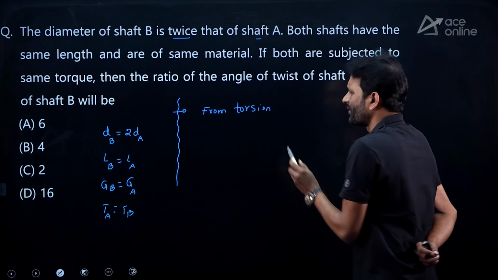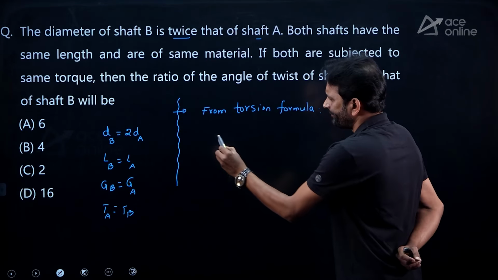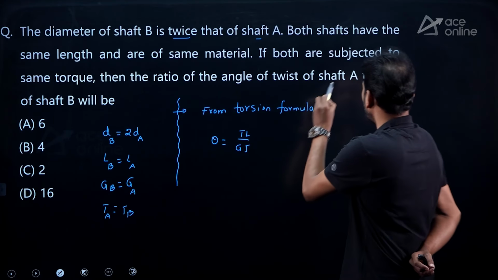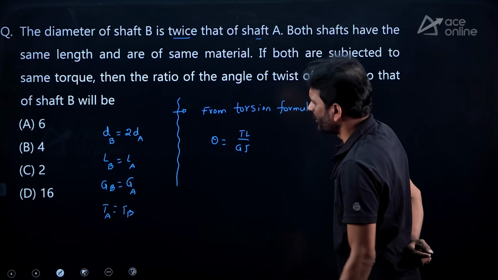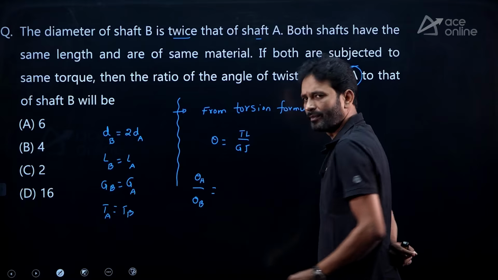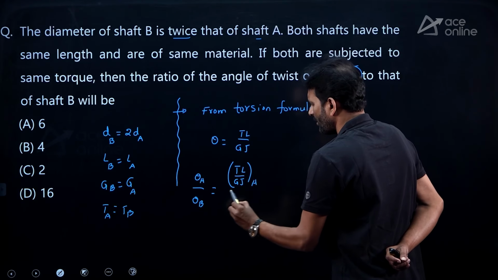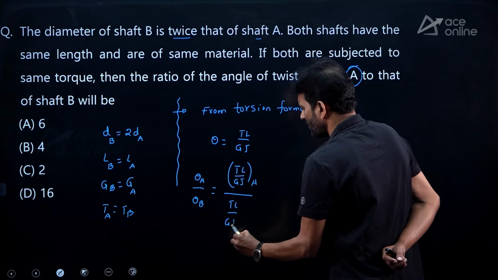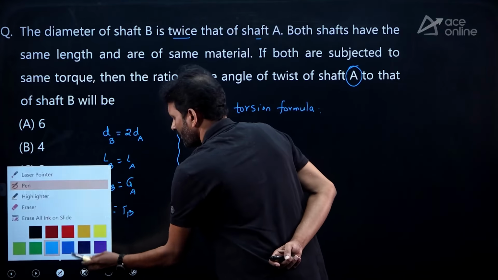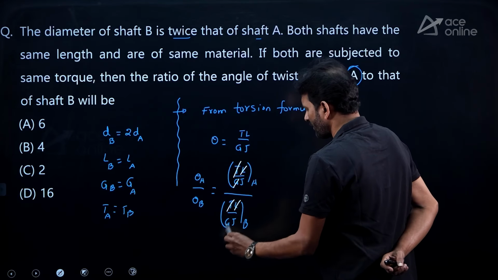from torsion formula, theta should be equal to TL upon GJ. Use this one. We require the ratio theta A to theta B: TL upon GJ for shaft A to TL upon GJ for shaft B. As the torque is the same, strike this off. Length is also the same for both shafts. Material is also the same for both shafts.